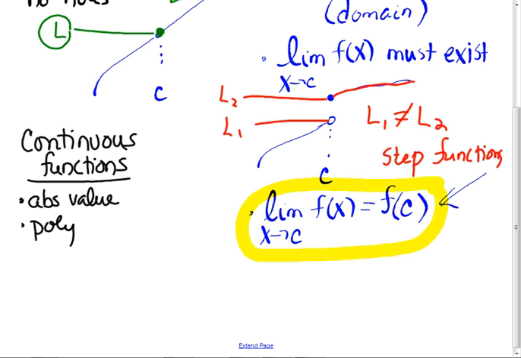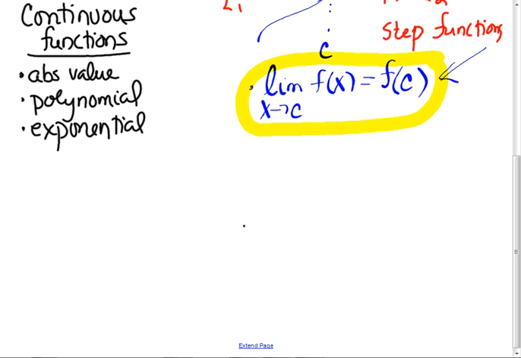Polynomials, excellent. Exponential. Square roots on their domain. There's always that qualifier there. What other kind of functions are there? We got polynomials. That's a polynomial. That's a polynomial too. Your favorite functions of all starts with T. Trig. You hate trig functions. They're continuous on their domains.